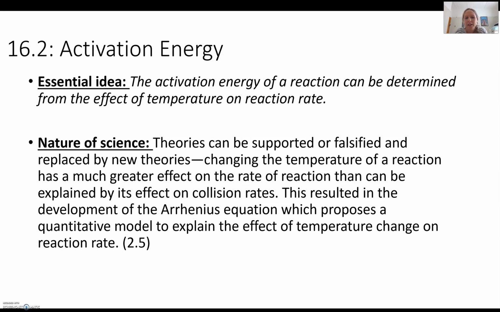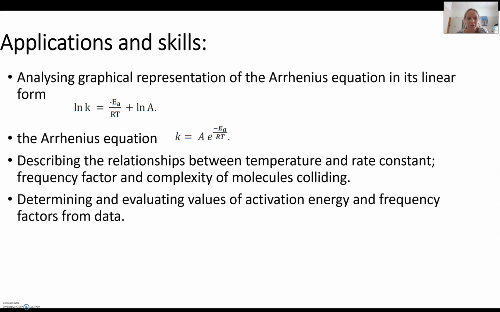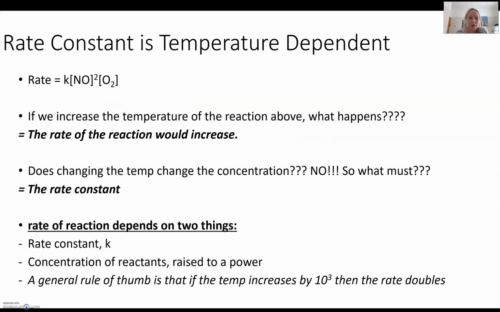Okay, so the essential idea is that activation energy can be determined from the effect of temperature on the reaction rate. Now, I'm not going to go through all of the understandings because they don't make any sense until you've learned them, but you can go back and tick them off when you know what to do. Okay. So guys, let's just jump straight into it.